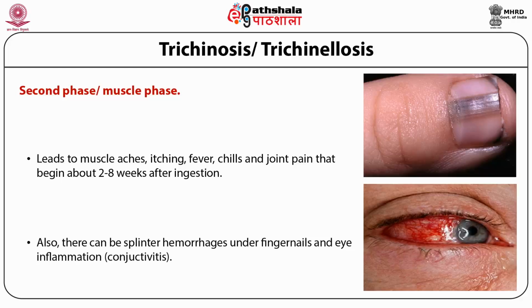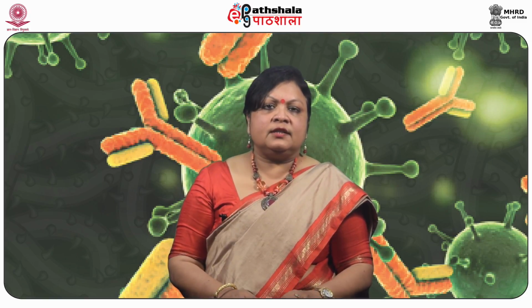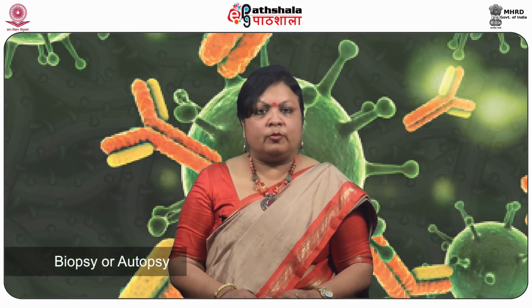Also, there can be splinter hemorrhages under the fingernails and eye inflammation leading to conjunctivitis. Diagnosis of the disease. Clinical diagnosis is helped by the history of consumption of inadequately cooked pork or other meat. Correct diagnosis can only be achieved by demonstrating the larvae in muscle obtained either from biopsy or autopsy.